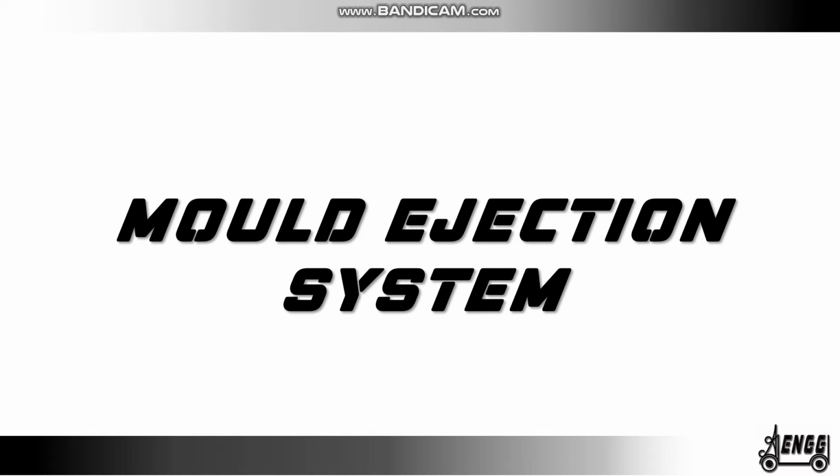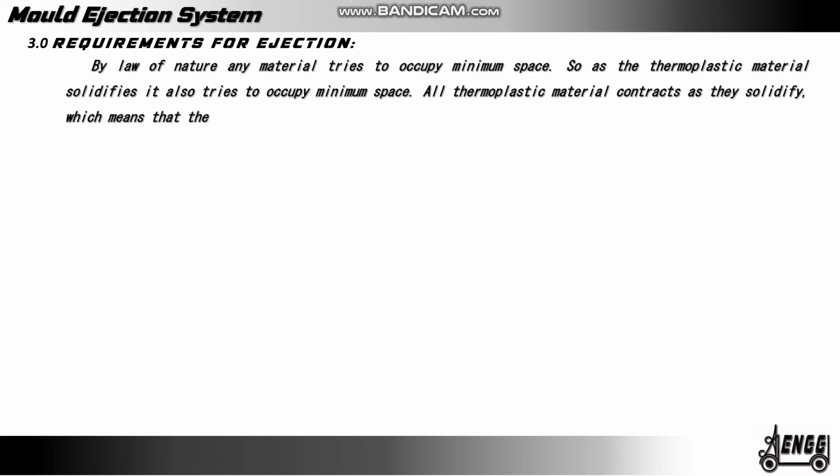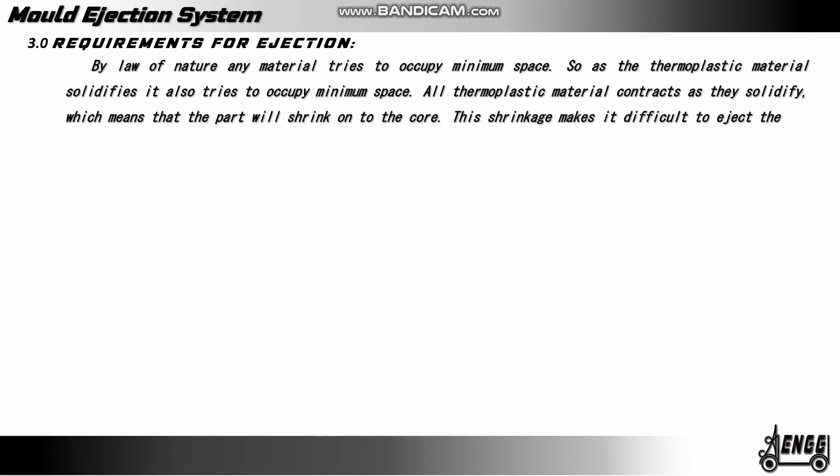Today I would like to discuss a topic under mold technology, that is the mold ejection system. Requirement for ejection: by law of nature, any material tries to occupy minimum space. So as the thermoplastic material solidifies, it also tries to occupy minimum space. All thermoplastic materials contract as they solidify, which means that the part will shrink onto the core. This shrinkage makes it difficult to eject the part out of the core.